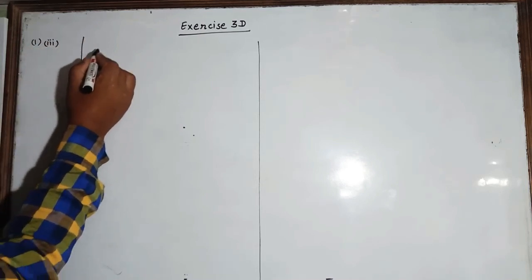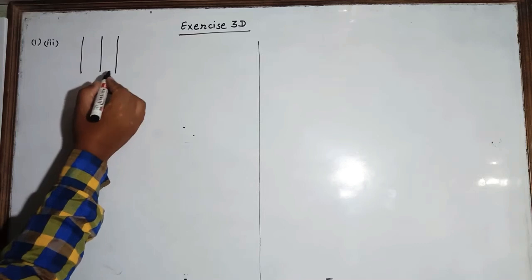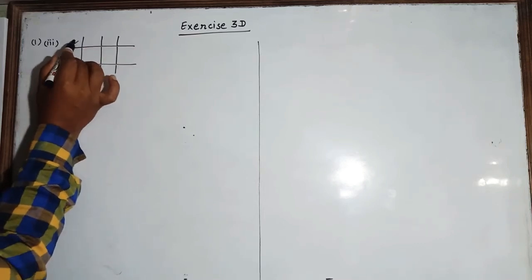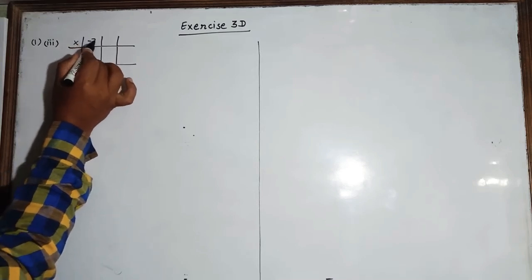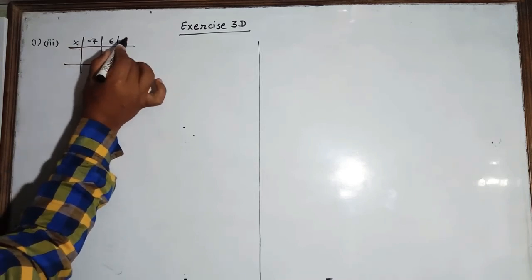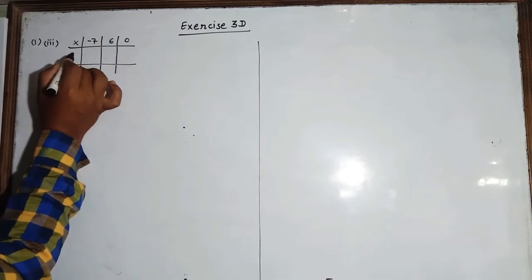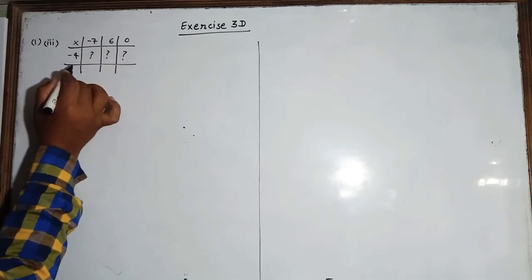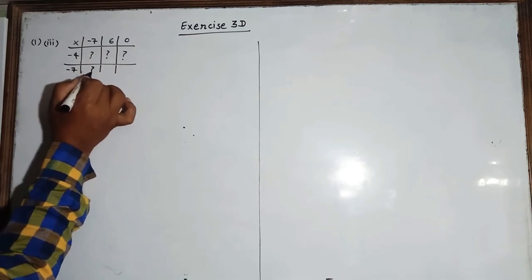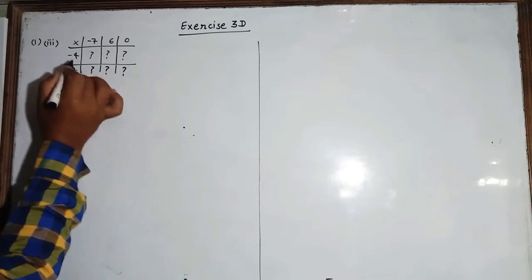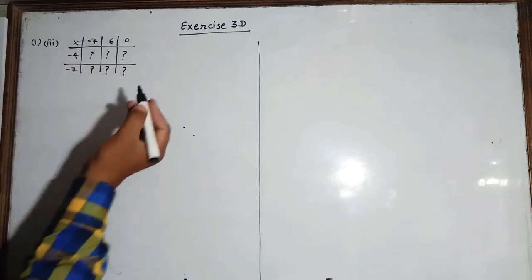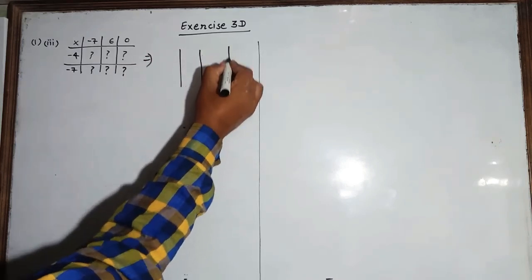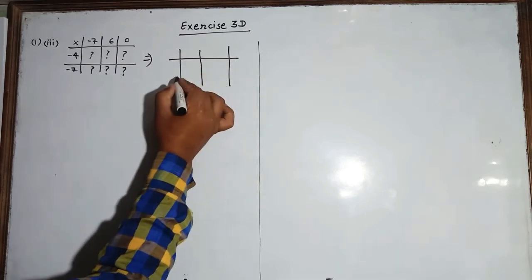It is written like this. Here is a table in which two columns are there. Here the multiply sign is here, and -7, 6 and 0. Here is -4, here is a question mark. We have to find all these digits. Here is -7, again question marks. So how will we solve? Just see here.